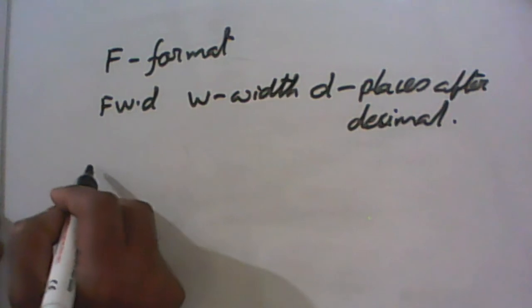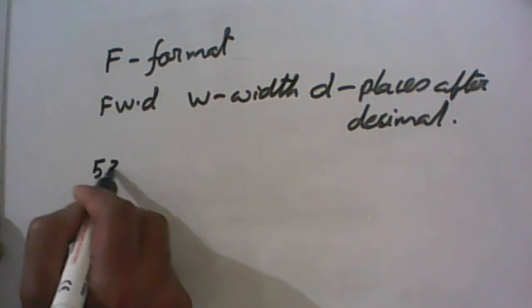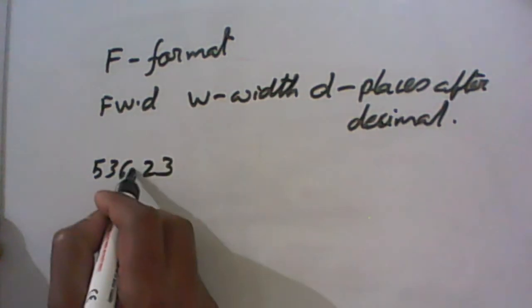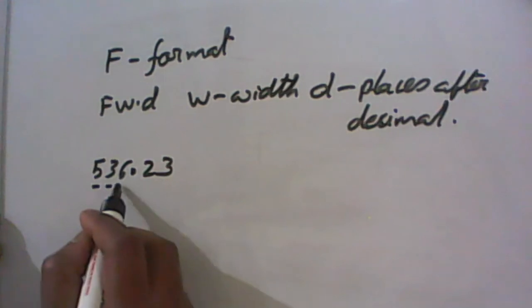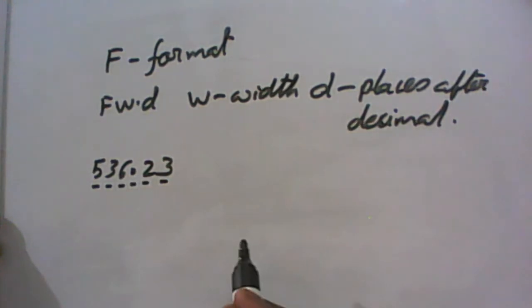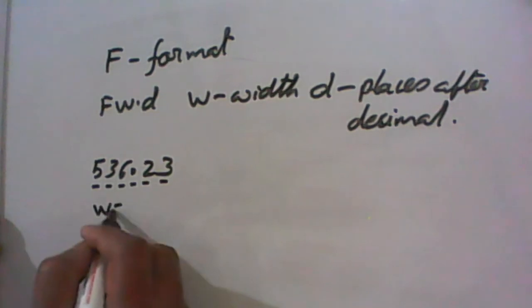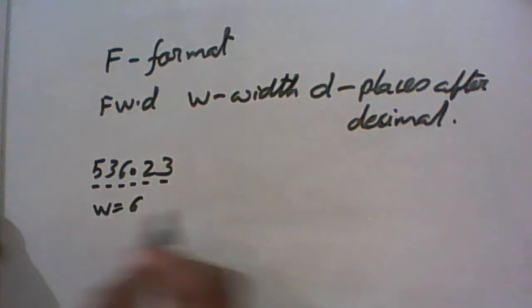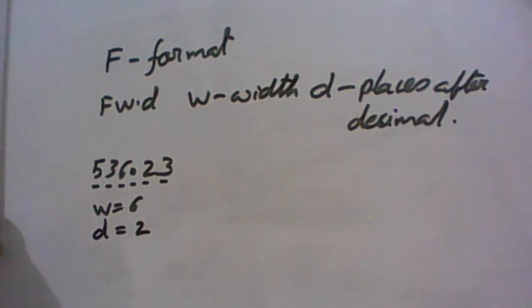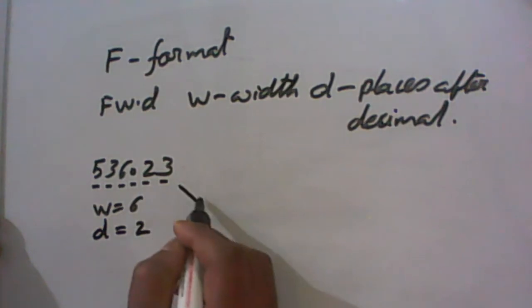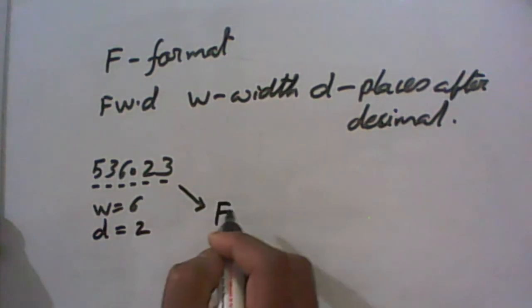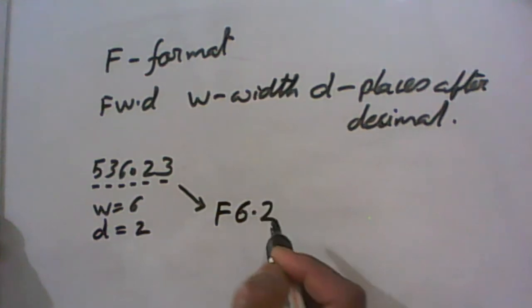Say for example, I have a real data which is 536.23. So what is the total width of this data? This is 1, 2, 3, 4, 5, 6. Total width is 6. So here W is 6. How many places after decimal? Decimal point is here. 2 places after decimal. So D is 2. So how will I represent this? What will be the format for this data? It will be represented as F6.2.